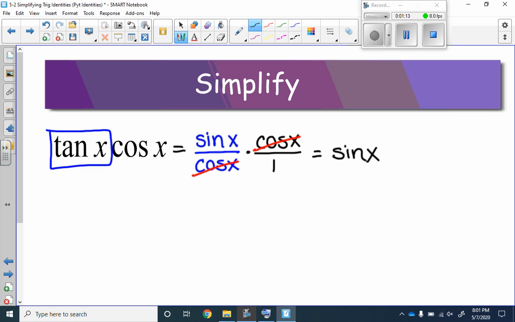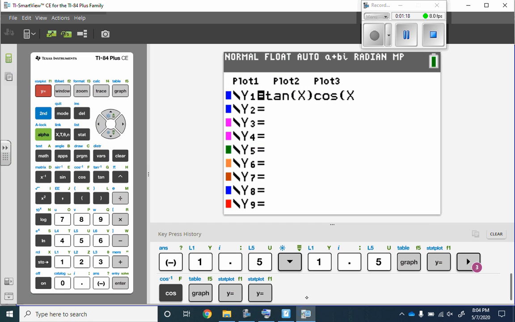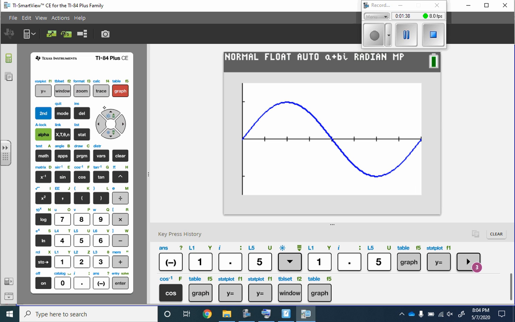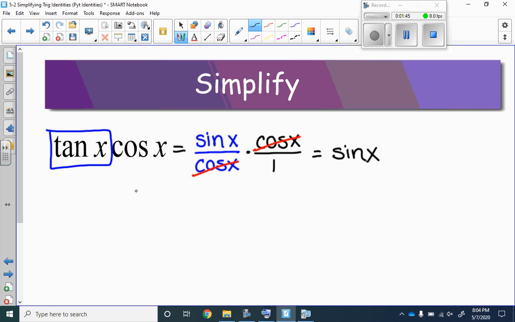Now I'm going to show you on the calculator. If we look at the graph real quick, I put in tangent x cosine x. I am in radian mode, going from 0 to 2 pi, with my scale by pi over 4, and my x and y minimum at negative 1.5. When you graph it out, notice that it is the exact same thing as our sine curve. So tangent x times cosine x is equivalent to sine of x.